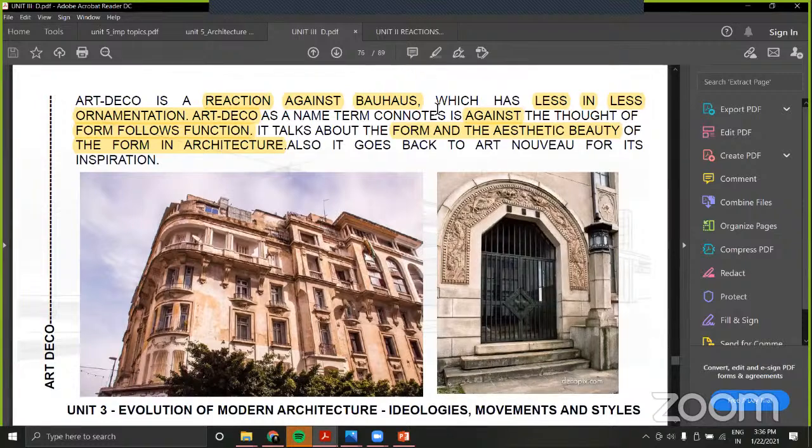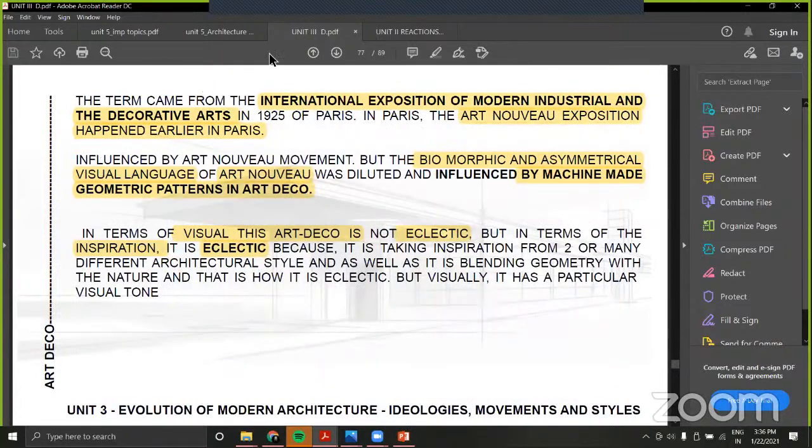and they concentrated more on the functional form and the architectural elements. Since this movement came against the Bauhaus, they wanted form and also aesthetic beauty in the form of the architecture. They wanted aesthetics to play an important role in architecture, so they started this movement. The term came from the International Exposition of Modern Industrial and Decorative Arts of 1925 in Paris.